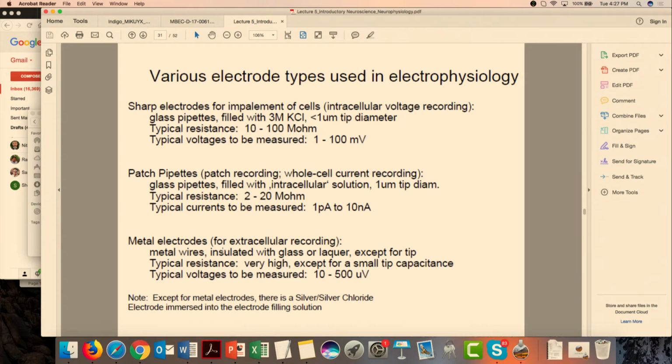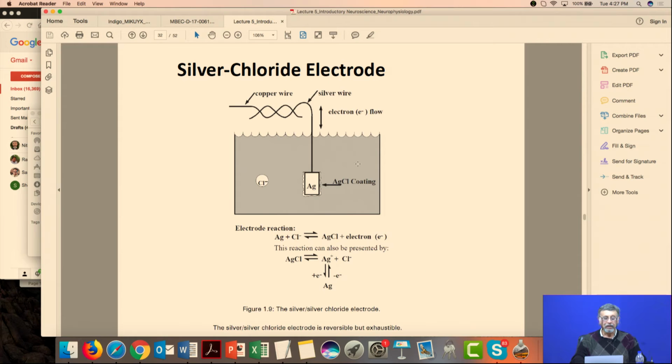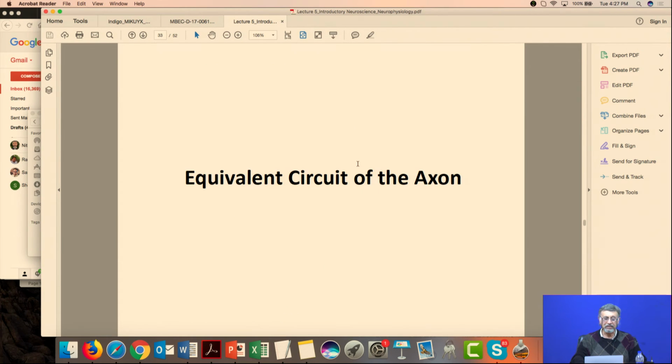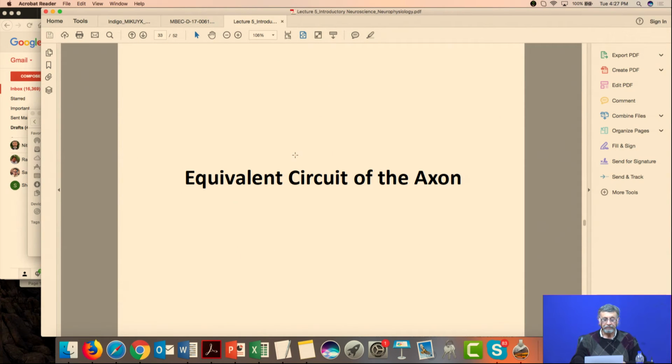So, now you have tools, pipettes. These are details of how to make a pipette and so on. You have to make it typically out of glass and then fill it with solution, and it has resistance and currents. The other thing is that you use silver chloride, it's a way to make a reference electrode. So, I think we can pass that, I will talk about it later.